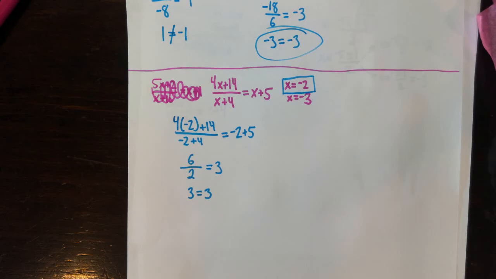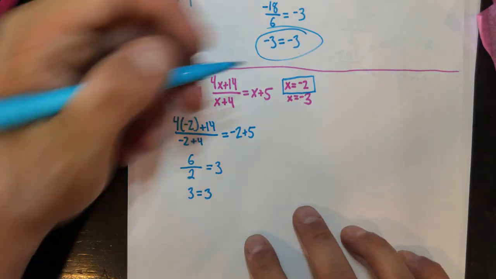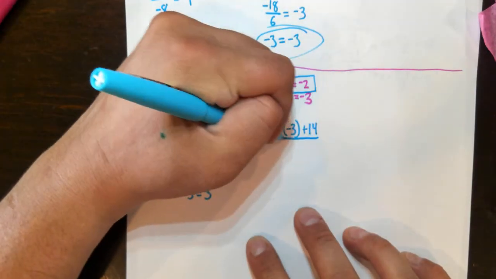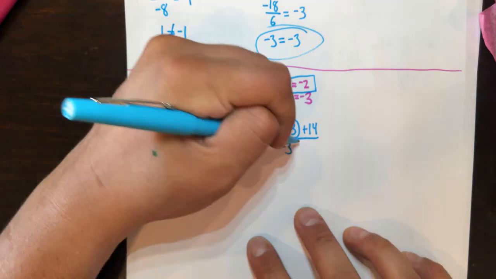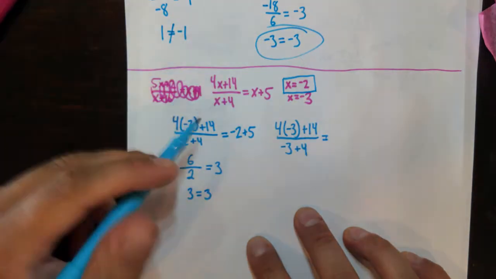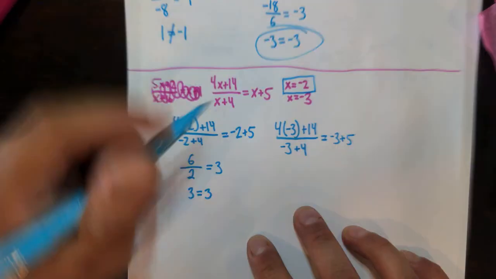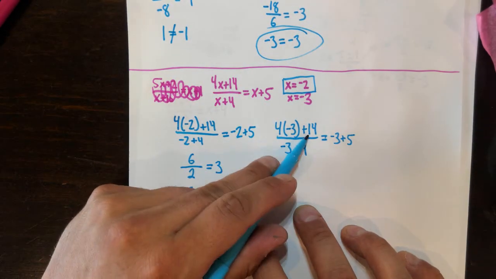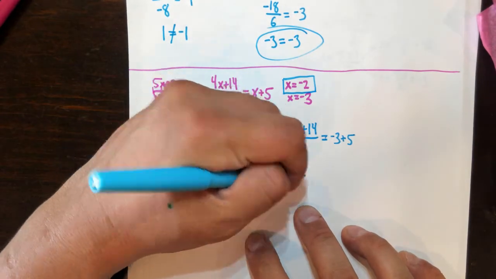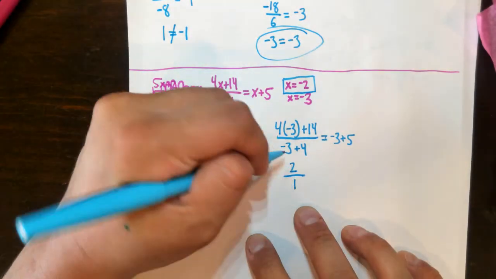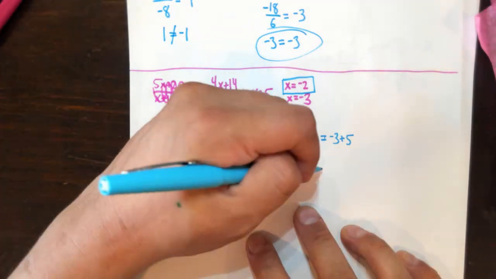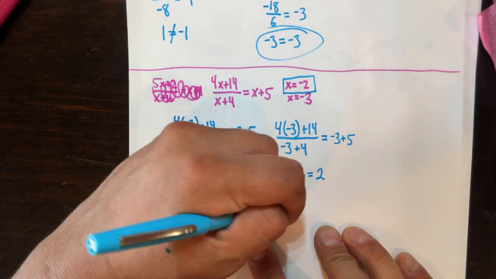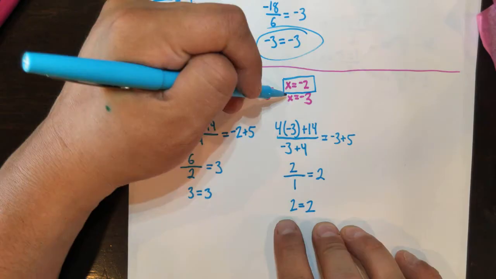Let's now check negative 3. So we have, let's see, 4 times negative 3 plus 14 over negative 3 plus 4 equals negative 3 plus 5. So 4 times negative 3 is negative 12. Negative 12 plus 14 is 2 over negative 3 plus 4 is 1 equals negative 3 plus 5 is 2. And then let's see, 2 divided by 1 is just 2. So 2 equals 2. And so we have, again, this is also a good solution.